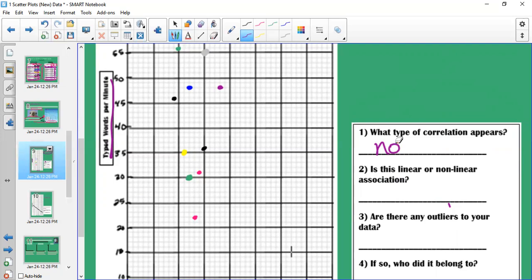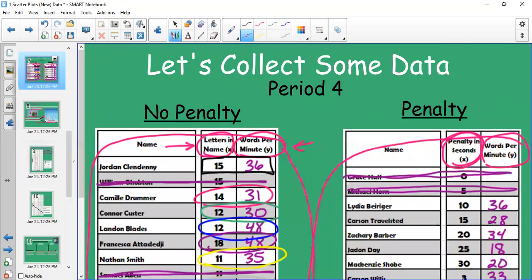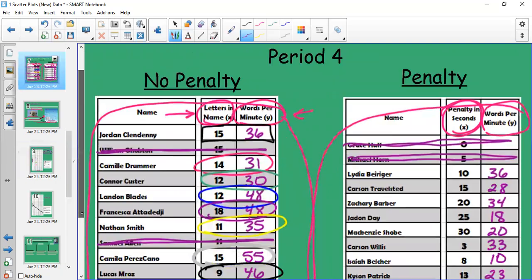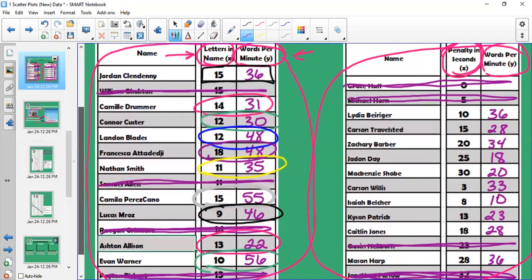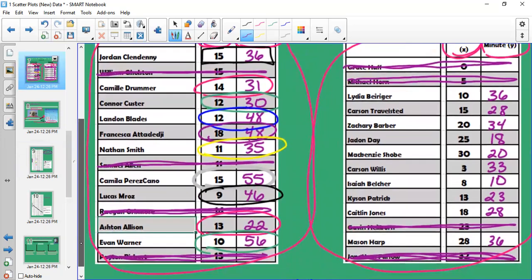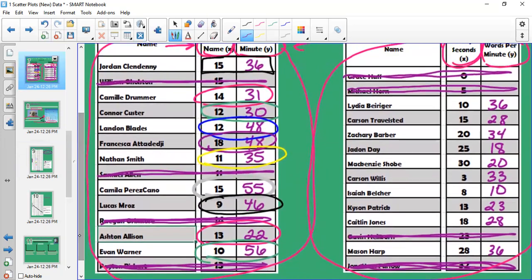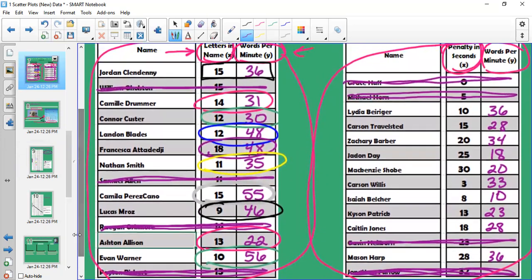Go ahead and pause the screen now and see if you can do another scatter plot, but this time for the penalty side. So I am going to show you all the people there so you can create your scatter plot. But go ahead and pause the screen now, and I will also put up the answer so you can check in the end and you don't have to see me go through question by question.